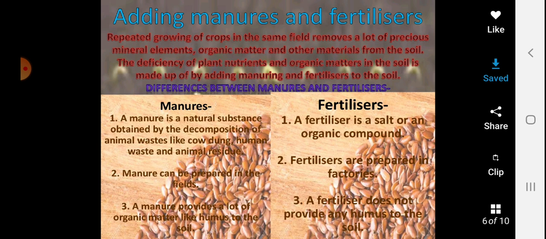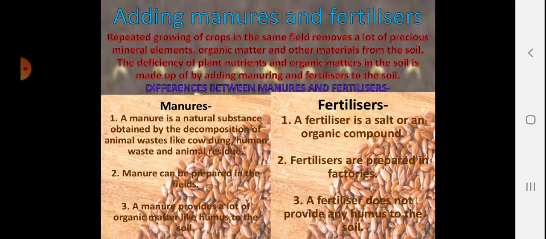Manure is a natural substance obtained by the decomposition of animal waste like cow dung, human waste and animal residues. You know that villages are mainly dependent on livestock. They have so many cows, buffaloes and bullocks. Their animal excreta they don't throw away, they convert that excreta into manure, because it is rich in nitrogen and nitrogenous compounds. So cow dung or animal dung is used as manure. That is the first and very important key point.